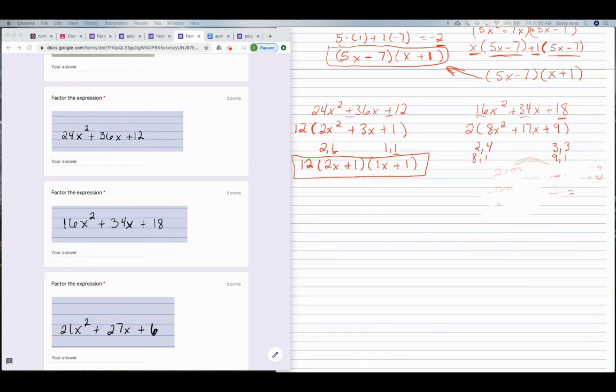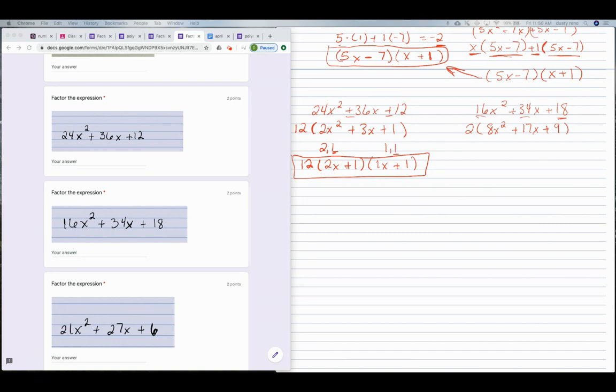So let me explain what happened here. We started with these large numbers. The greatest common factor that we could factor out of all these terms was 12. So when you have large numbers, first check and see if there's a common factor we can pull out. That was 12. We pulled that out and it's left with 2x squared plus 3x plus 1.